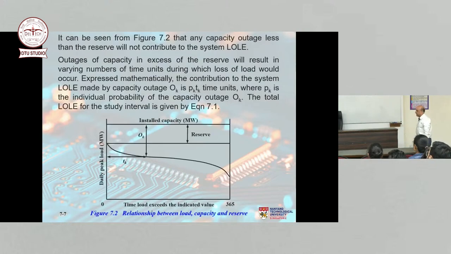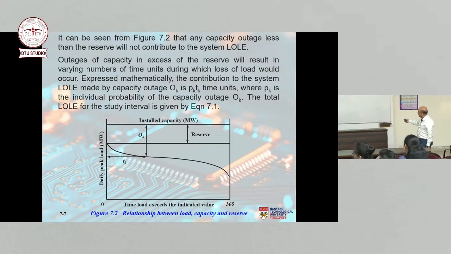So now let's try and understand this from this particular figure. From this figure, you notice that this is the daily peak load variation curve over 365 days, for example. And this is the installed capacity in megawatt. This is the reserve in the system, because anything greater than the peak load is obviously the reserve in the system. And suppose there is an outage O subscript K. O stands for capacity outage. And K means it could be outage 1, outage 2, outage 3, where K goes from 1 to whatever.